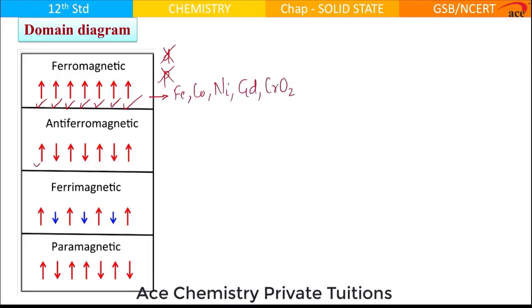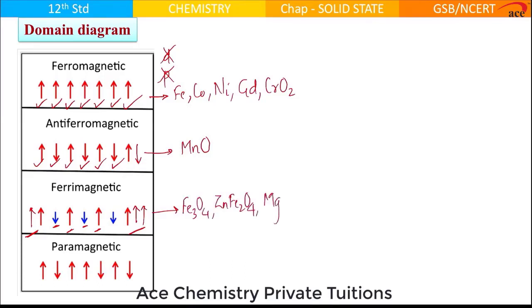What you are able to realize is that domains are cancelling each other. If domains are cancelling each other, then substances are anti-ferromagnetic as per NCERT. There is only one example. In ferrimagnetism, remember, there is certain cancellation and overall a net magnetic field is present. Such substances are called ferrimagnetic. Examples: Fe3O4, ZnFe2O4, MgFe2O4, those are examples of ferrimagnetic.